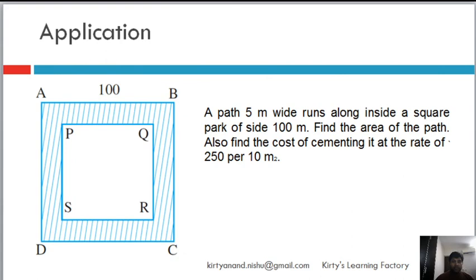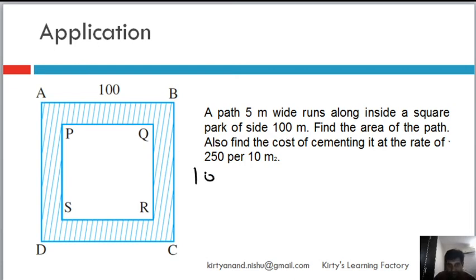Cool. Now let's come to application. I've done these questions earlier in my previous mensuration video, so I'll request you to go to that video and see it. I will do one more because we are doing it here. Okay, so a path of 5 meter wide runs along inside a square park of side 100 meter. Find the area of the path.